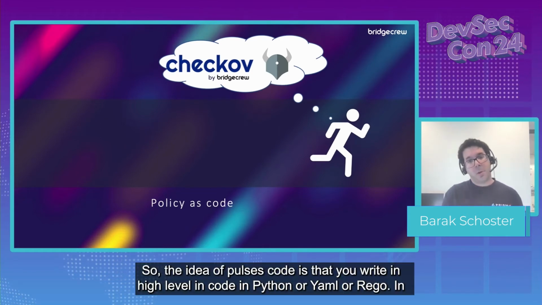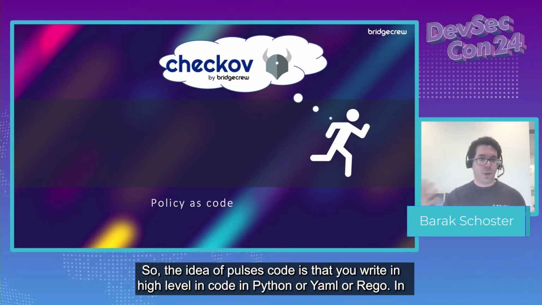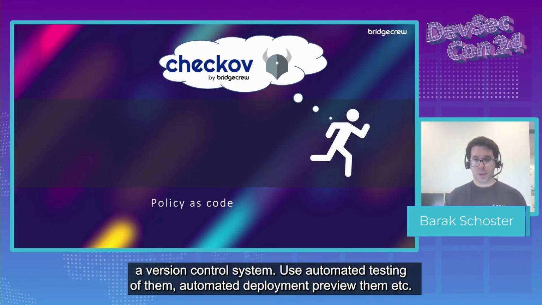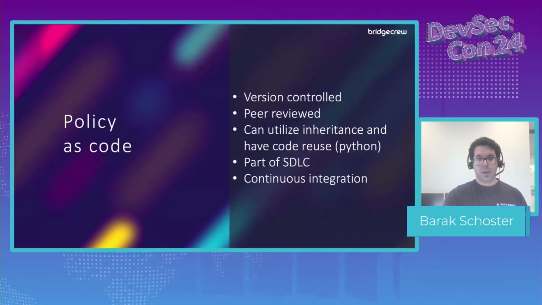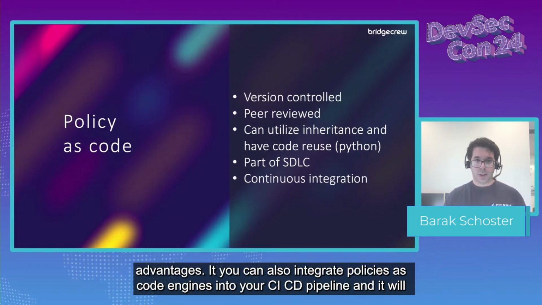So the idea of PolicyAsCode is that you write in high level code, in Python or YAML or Rego, in text files, the policies that you have. And you can use those policies and store them within a version control system, use automated testing of them, automated deployment, peer review them, etc. So we took the different policies as code and we will see one example, and it has some other advantages.